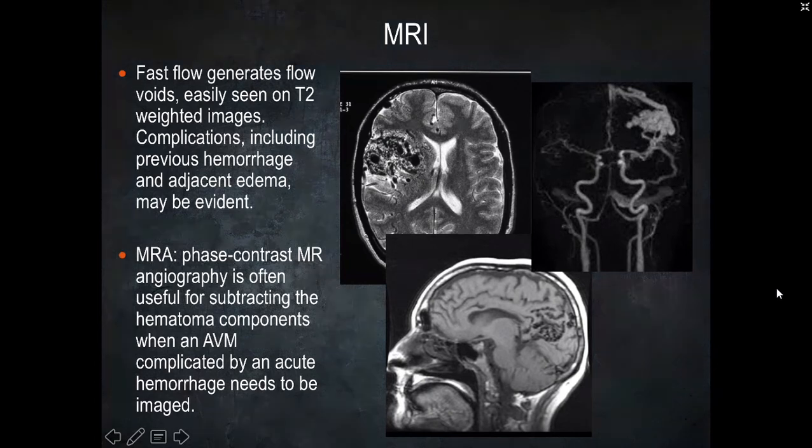Sometimes the complications usually seen from these arteriovenous malformations are hemorrhage and adjacent edema. It could be visualized on some occasions. In MRI angiography, we use phase contrast MRI angiography. It's often useful for subtracting the hematoma components when we have an arteriovenous malformation complicated by acute hemorrhage. And when we suspect hemorrhage, we should perform imaging with MRI angiography.